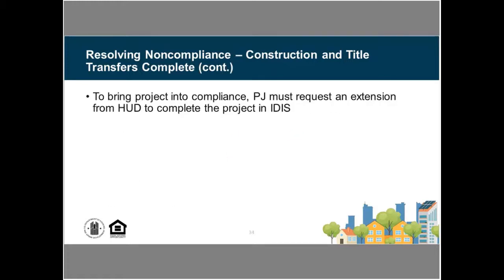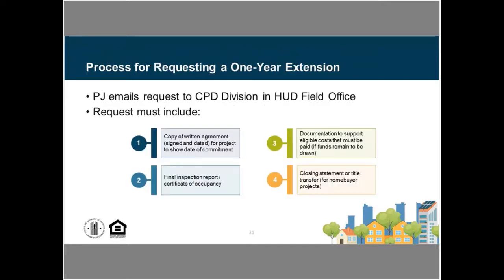And so to be able to bring that project into compliance, the PJ would need to request an extension. And remember, extension requests need to happen prior to the deadline to be able to complete that project in IDIS. And so with that process, they would be requesting a 1-year extension. The PJ can email this to the CPD division in their field office that they're working with.